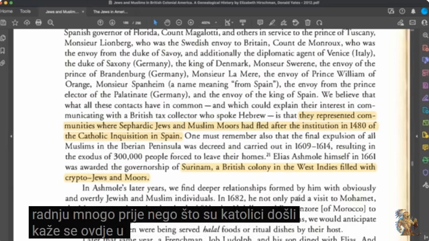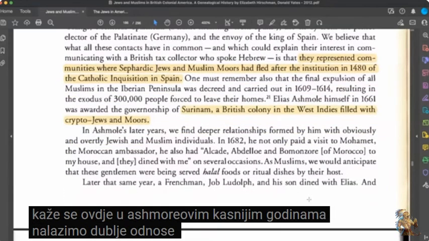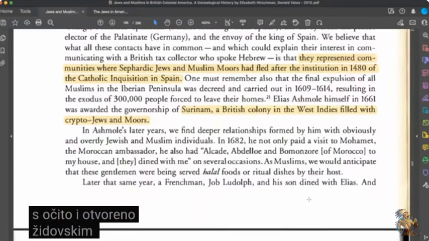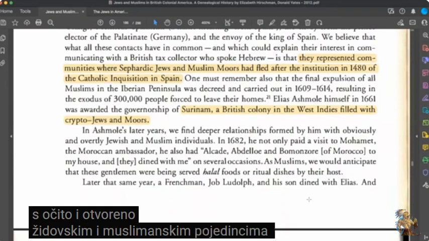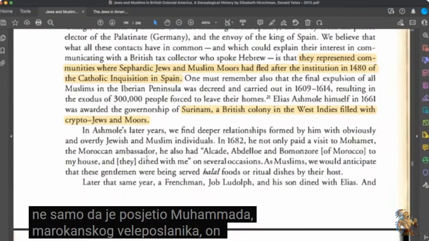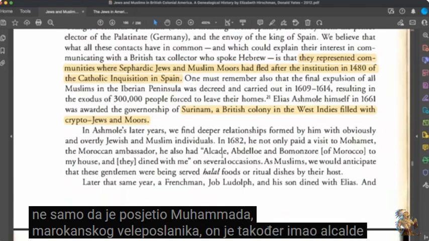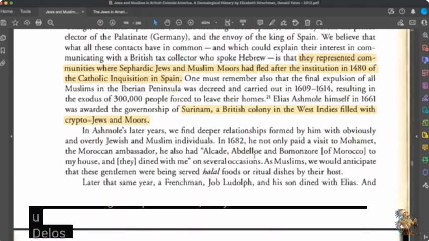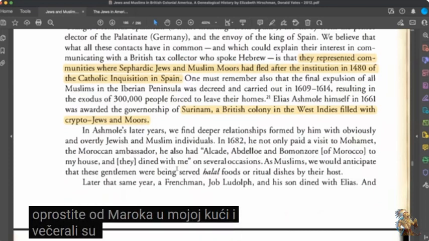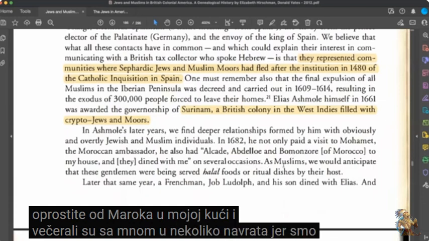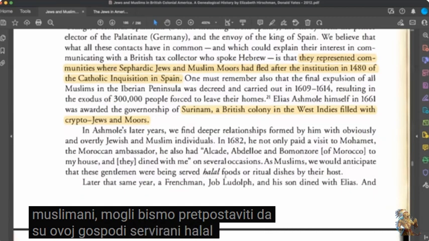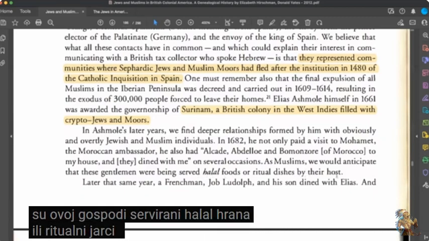It says here, in Ashmole's later years, we find deeper relationships formed by him with obviously and overtly Jewish and Muslim individuals. In 1682, he not only paid a visit to Muhammad, the Moroccan ambassador, he also had Alcalde Delo and Bomonsore of Morocco to my house, and they dined with me on several occasions. As Muslims, we would anticipate that these gentlemen were being served halal foods or ritual dishes by their host.